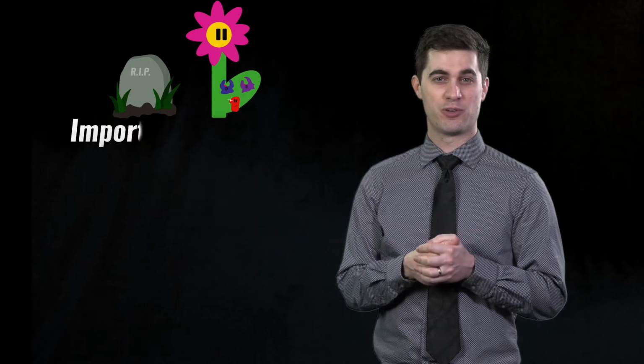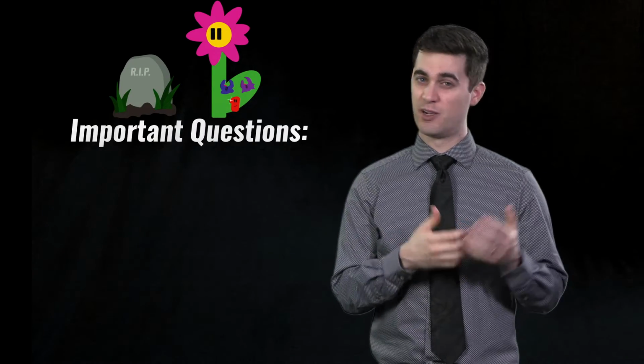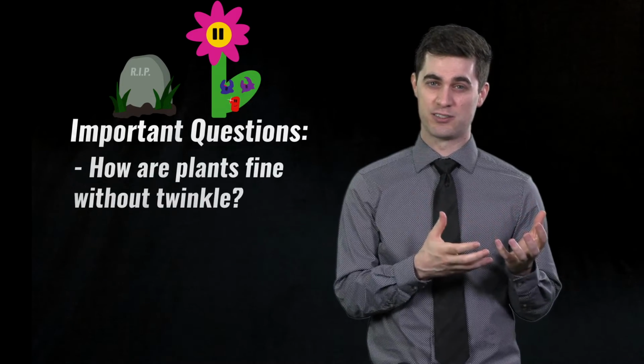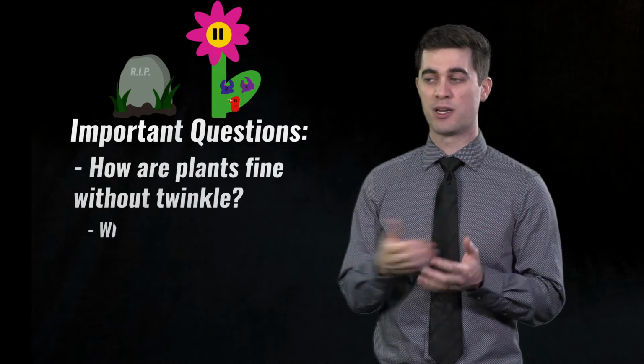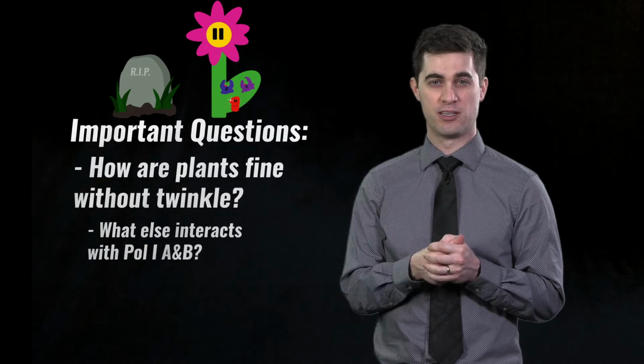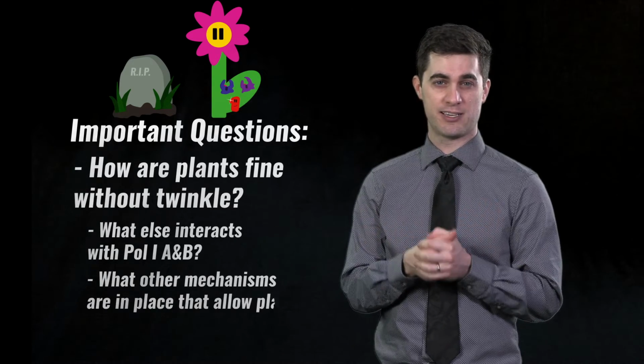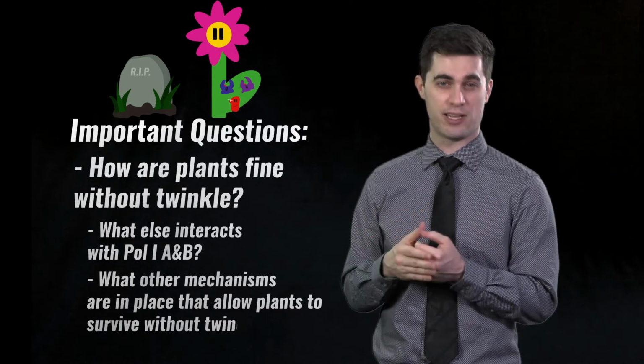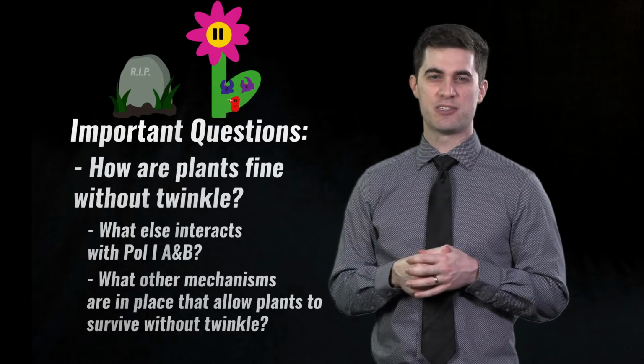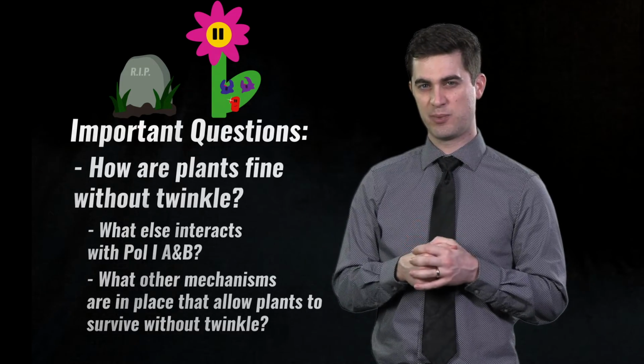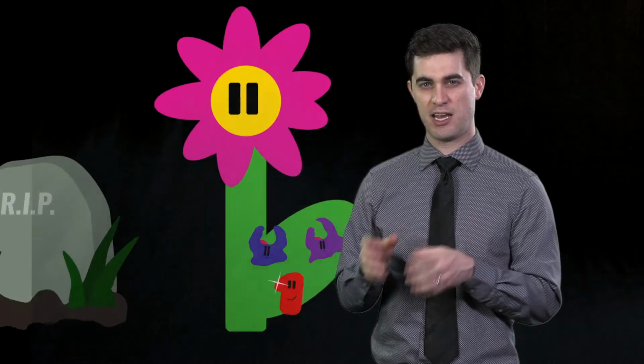So there are several important questions we need to answer, the biggest being, how are plants fine without Twinkle, such an essential protein? What else interacts with Polymerase A and Polymerase B? What other mechanisms are in place that allow plants to survive without Twinkle? Tackling these questions will help us distinguish the differences between DNA replication in plant organelles and animal organelles. It will help us understand more about endosymbiosis, the mechanisms in place, and what makes mitochondria in your cells different from mitochondria in plant cells.